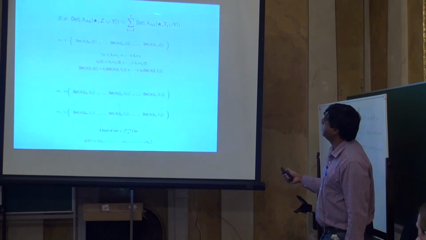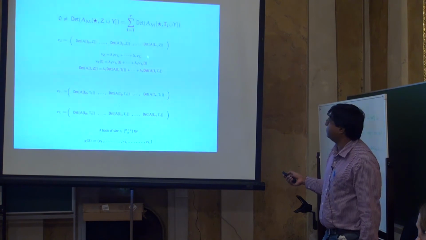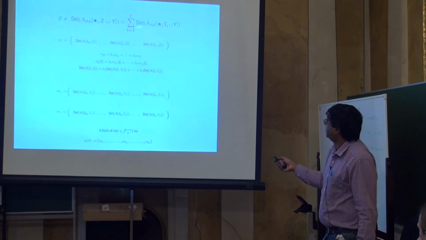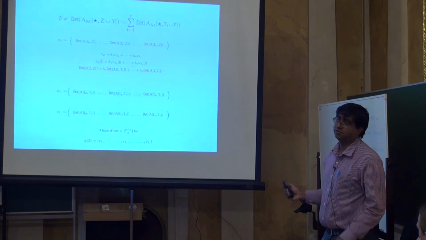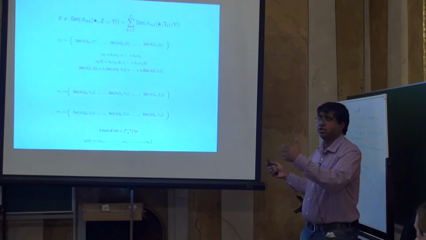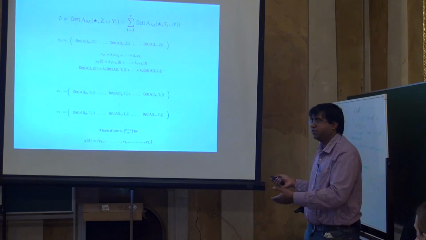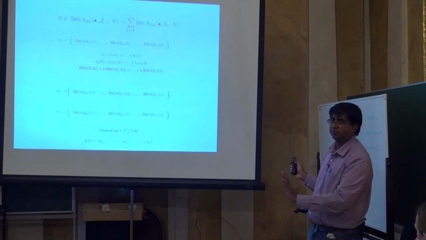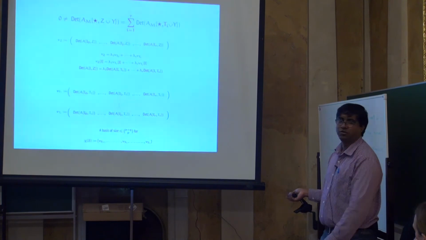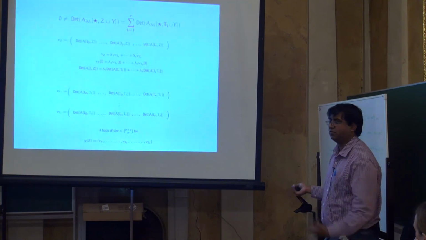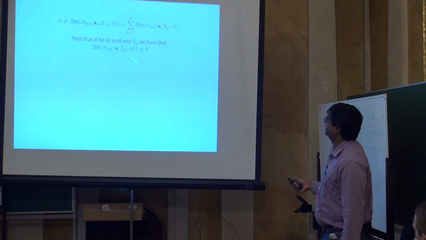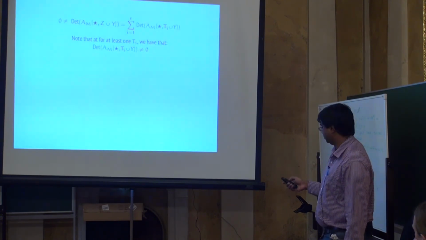Now if this is non-zero, what is the meaning of this? Someone should be non-zero here. This summation cannot be 0 if this is non-zero. It will just mean that the determinant of t_i union y is non-zero for some t_i in our family, and we are happy. That's all that it's trying to do. If you look at the book, the proofs are much cleaner than what I'm able to tell you now. For at least one t_i, this is going to be non-zero.